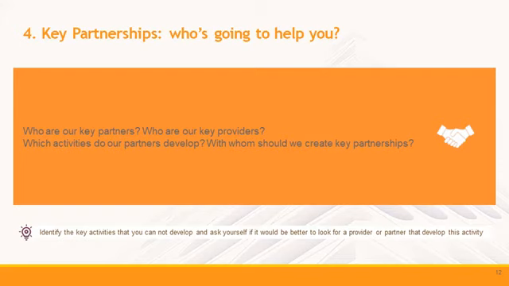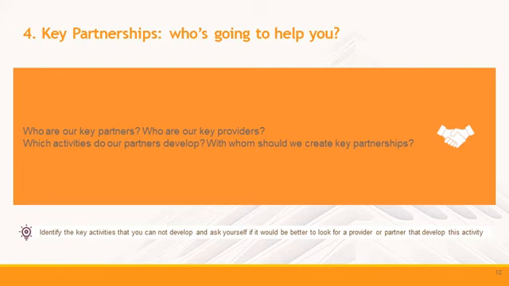The next point that we are going to develop in our business model canvas is the key partnerships. The key partners are going to be those businesses, those people that are going to help us to obtain all these resources that we cannot obtain on our own, okay? So we have to ask ourselves who are going to be our key providers. If I'm going to need, for example, a logistics provider in order to deliver my products, and which activities are my partners going to develop inside my business proposition, okay?